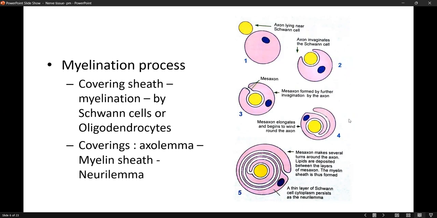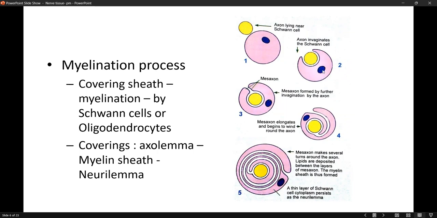Okay, so these axon processes could be covered by a substance which we call a myelin sheath, and there are also axons which are not covered by this myelin, so they will be called unmyelinated axons, whereas those which are covered by myelin are called myelinated axons. This covering is called a myelin sheath. It is formed as a result of Schwann cells in the peripheral nervous system.